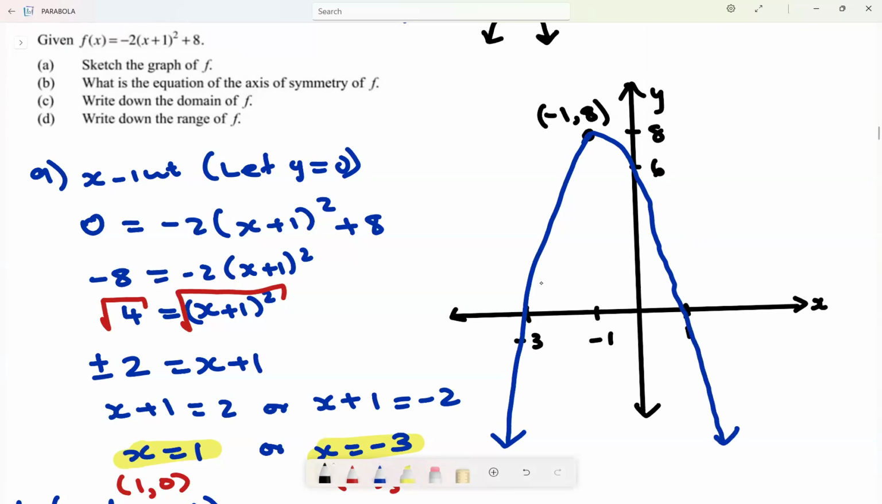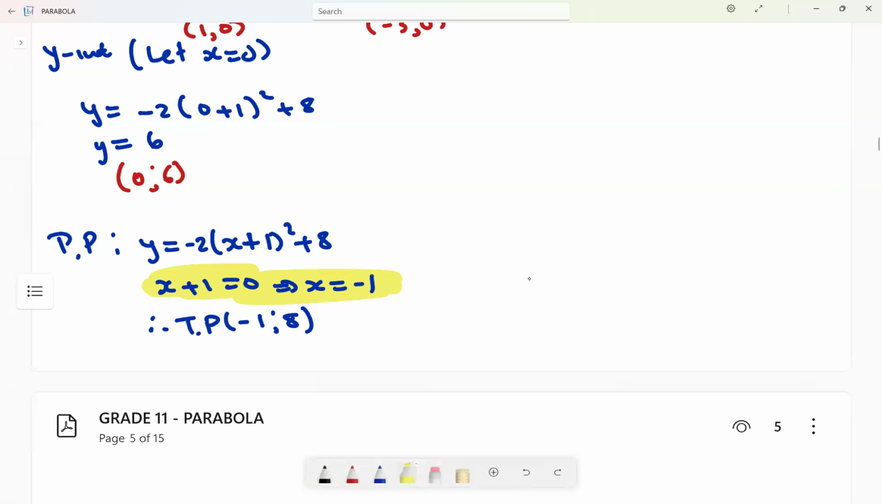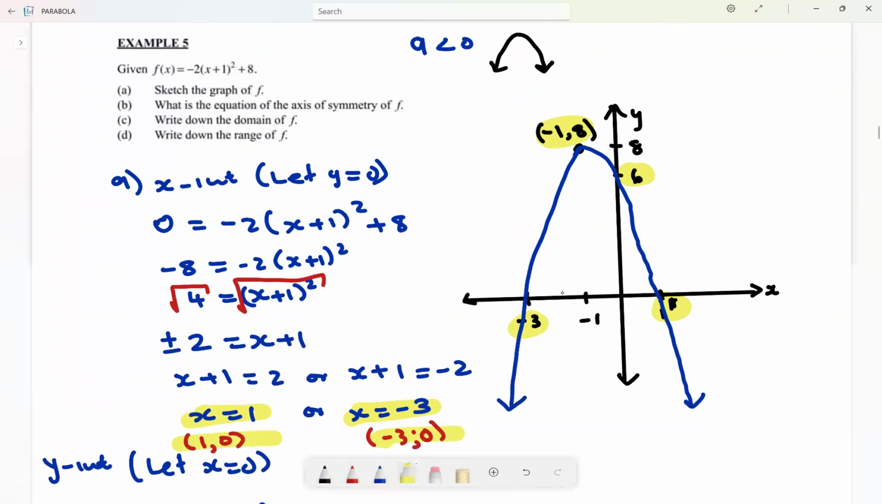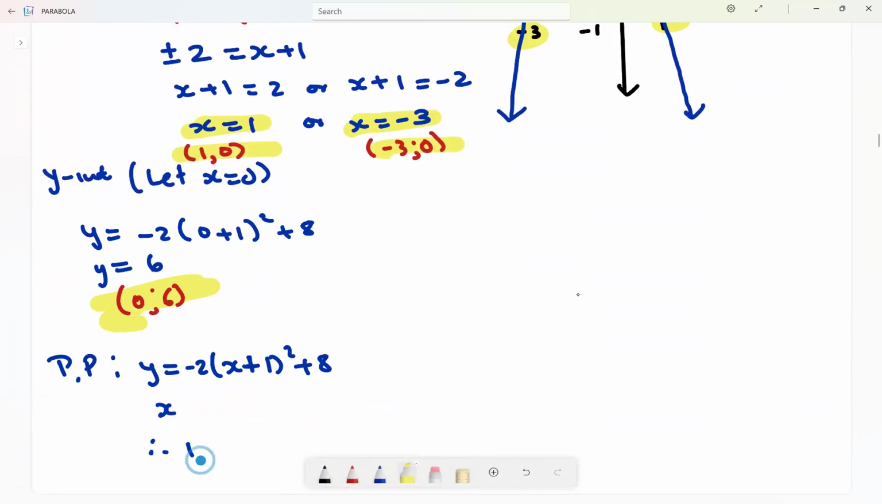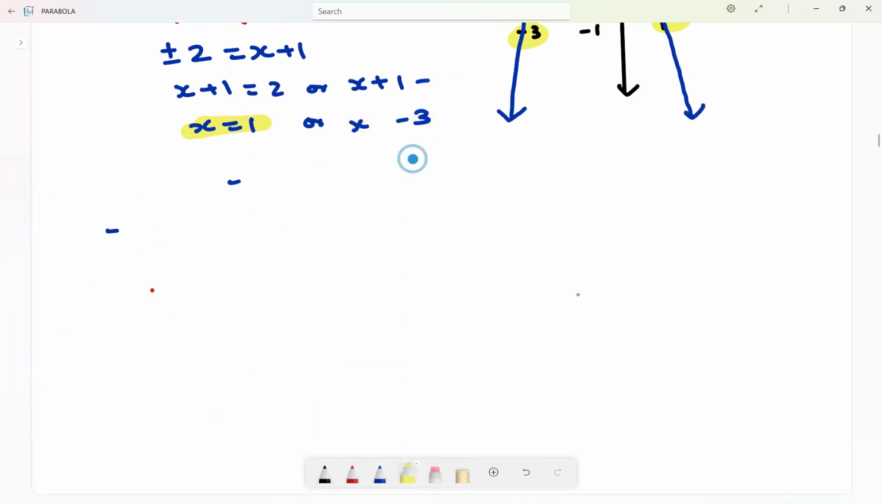Can you see? Me knowing the shape tells me, oh, I know very well where I need to go. So can you see all the important information: this is -3, this is +1, this is 1 and 8, this is 6. Now I have won because all my important points I have written out: 0 and -6, 1 and 0, and -1 and 8. Can you see how easy it is? Easy, right? Then let us erase this and be in a position of answering the questions that follow.